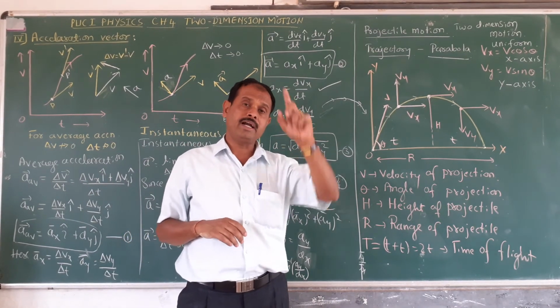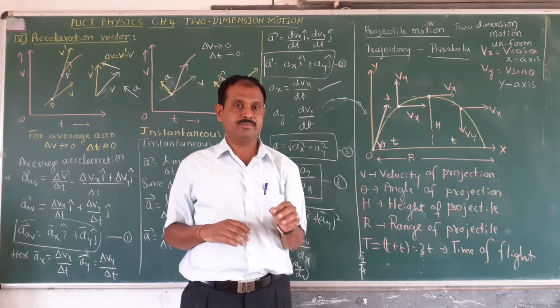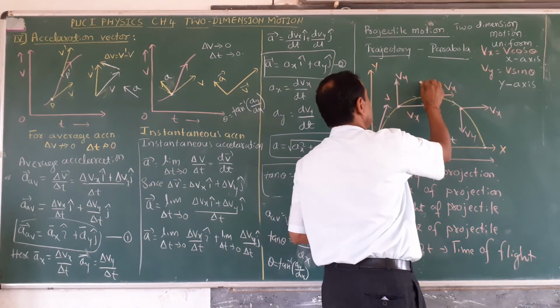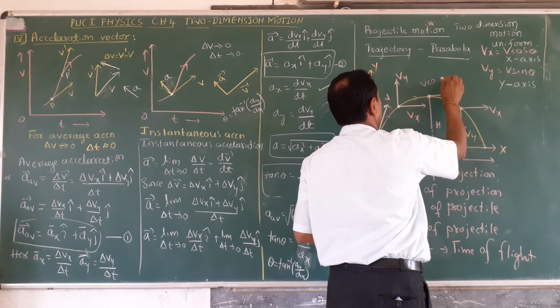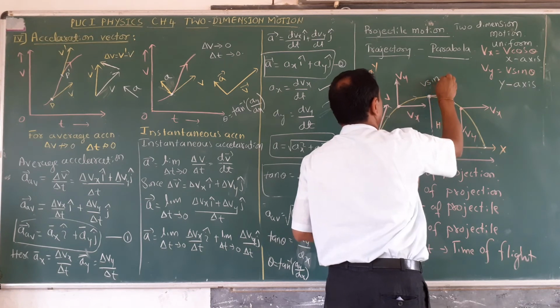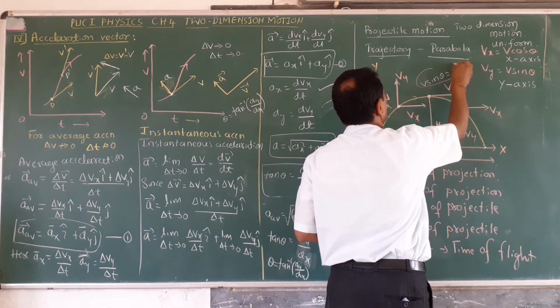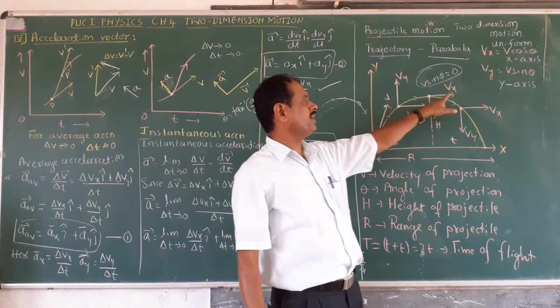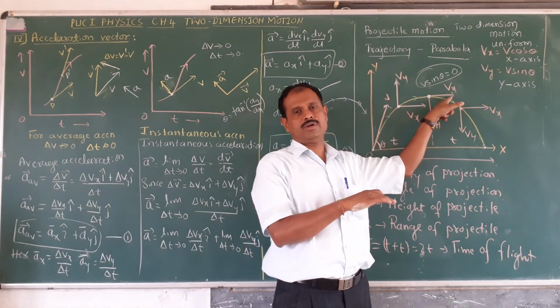When the particle reaches the maximum height of the projectile, the vertical component u sin theta, or p sin theta, becomes zero, and it has only the horizontal component.